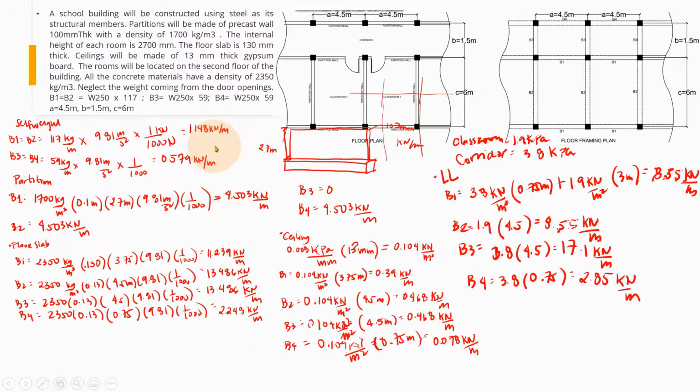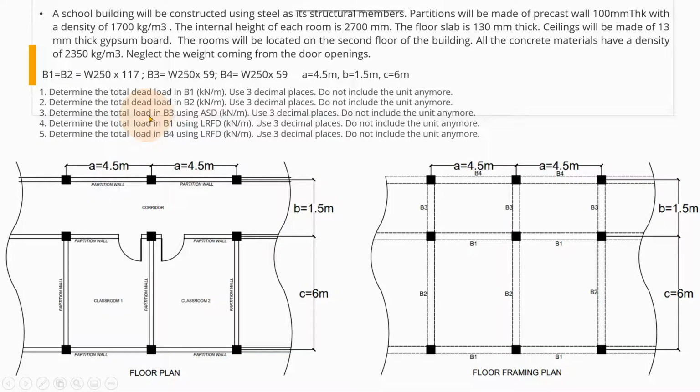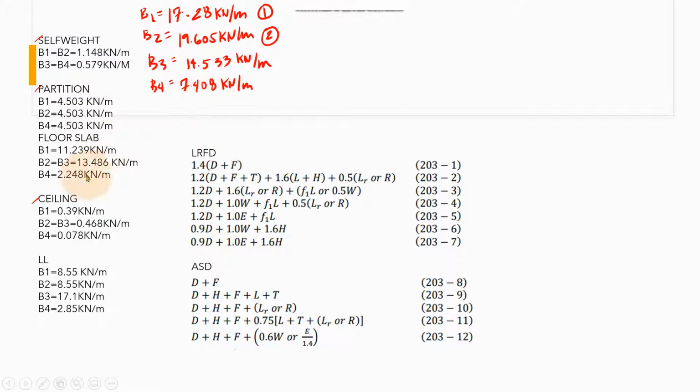And then for question number 3, determine the total load in B3 using ASD. So gamitin daw natin yung ating ASD. So we only have the dead load and the live load.